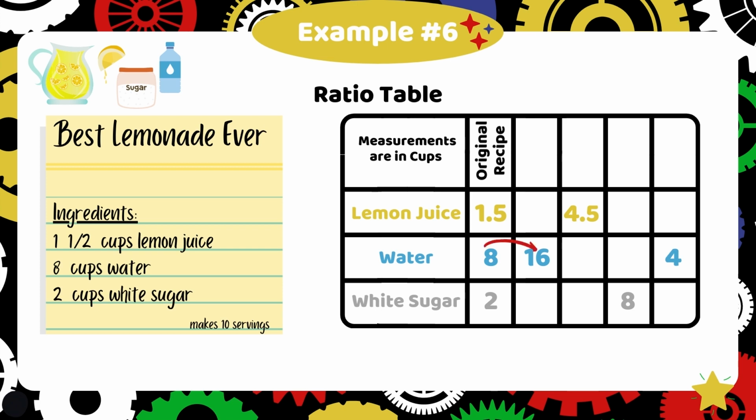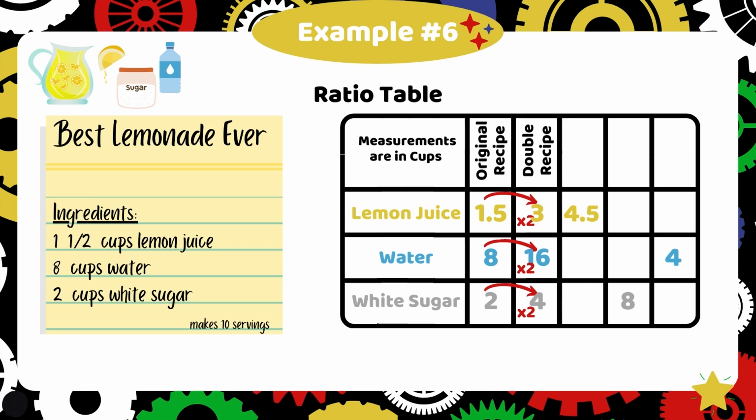So I can see from 8 to 16 cups of water, it's doubled, times 2. So that means we need to do the same math to the 1.5 and to the 2 in order to fill out the second column. 1.5 times 2 is 3, and 2 times 2 is 4. Now, like I said, this is double the original recipe.